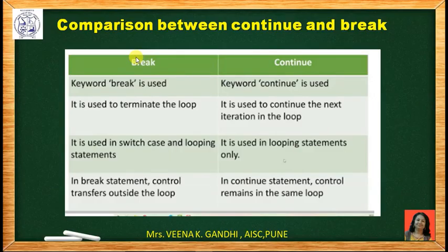Let us see the comparison between break and continue. In break we use the keyword break followed by a semicolon. In continue we use the keyword continue followed by a semicolon. Break is used to terminate the loop. Continue is used to continue with the next iteration in the loop. It skips the current iteration and control transfers to the next iteration. Break is used in switch case and looping statements, while continue is used only in looping statements. In the break statement, control is transferred outside the loop. In the continue statement, control remains in the same loop.